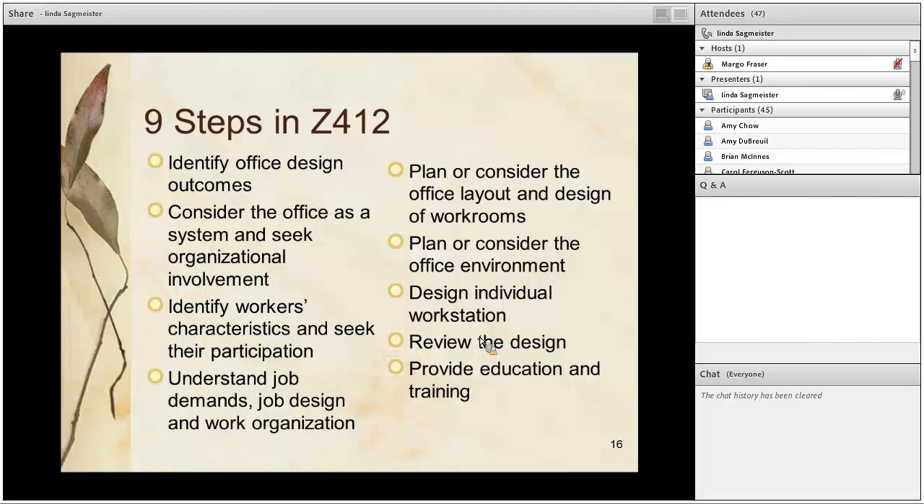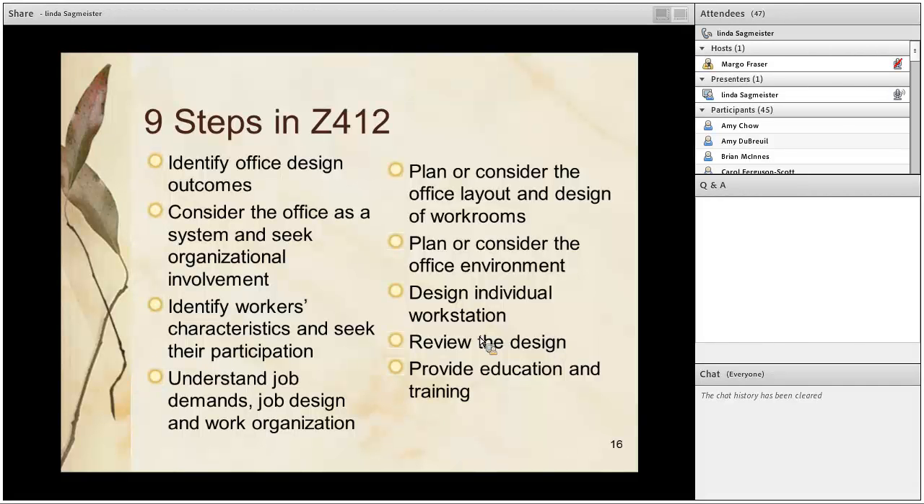So again, it goes from looking at what can happen if there is poor office ergonomics in place, to the expected outcomes if there's good ergonomics, and then looking at the system itself: your workers and their characteristics, their jobs, their job design, and so on. Then you look at the layout and design of the actual work rooms people are in, the office environment, the individual workstation, review the whole thing, and provide education and training.